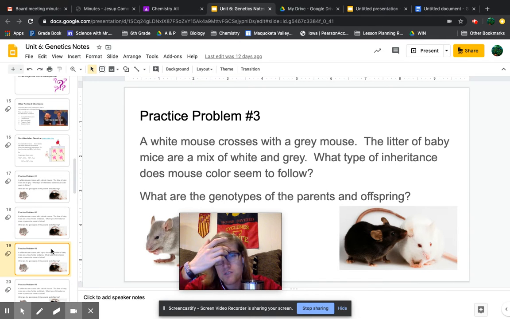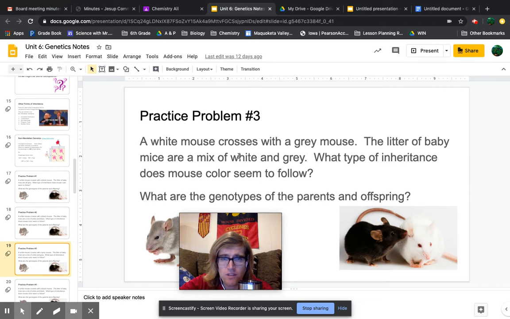A white mouse crosses with a gray mouse. The litter of baby mice are a mix of white and gray. All right, so we have both white and gray. Some mice are gray, some mice are white. Well, we have our gray mouse again. This could maybe be a couple different types of inheritance. We could say it's incomplete dominance.